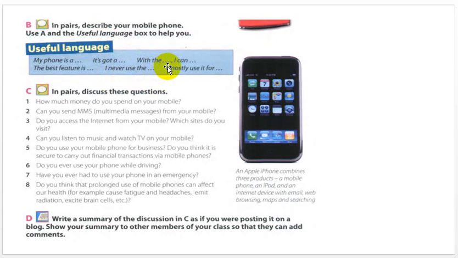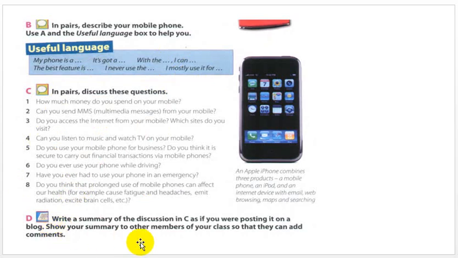With the Galaxy phone, I can access the internet like this. You can make different kinds of sentences. How much money do you spend on your mobile? Please do it as homework and answer these questions.